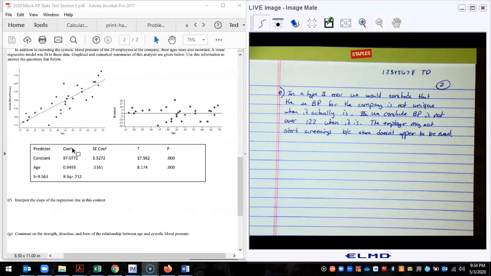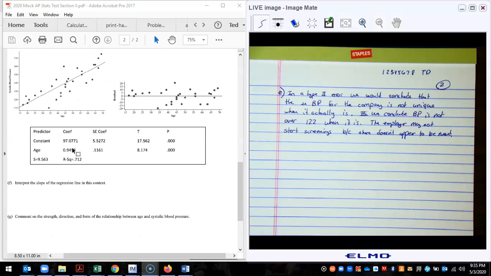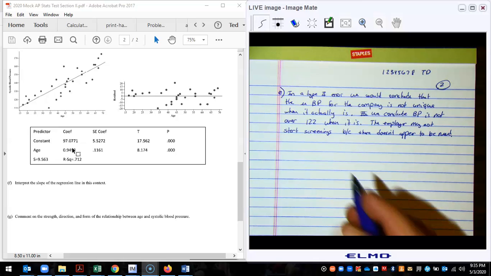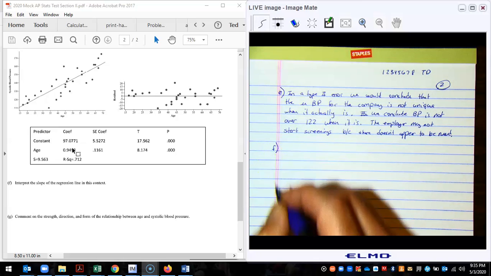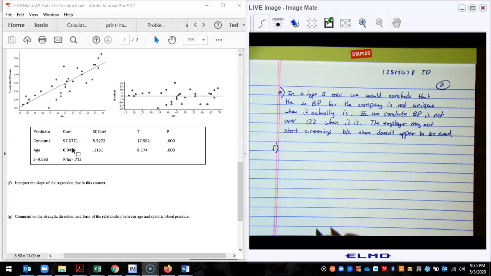So again, three more questions to answer about this. They gave us, in addition to recording the systolic blood pressure of the 29 employees, their ages. A linear regression was fit to the data. Graphical and numerical summaries of the analysis were given. Use the information to answer the following. So, F: interpret the slope of this regression line.